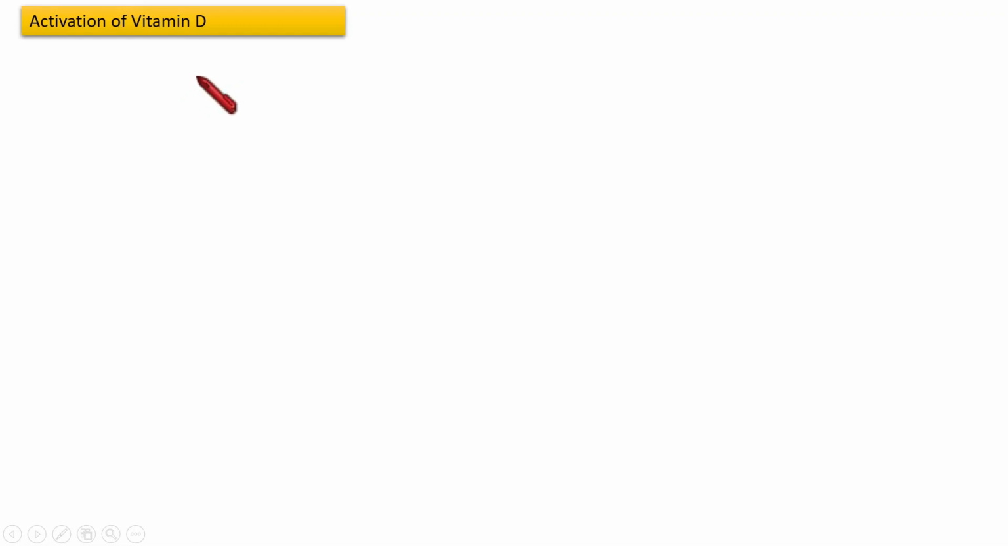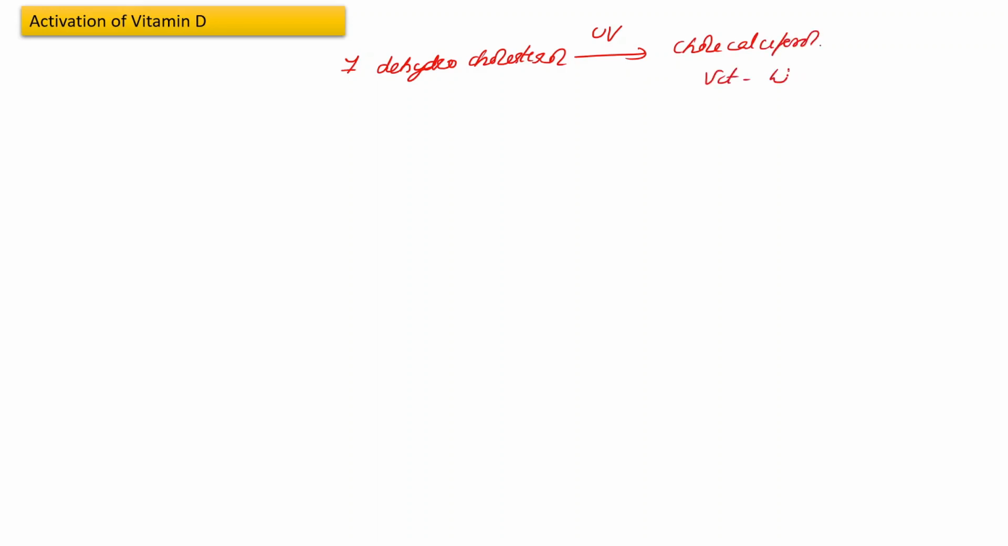In the former video, we have learned that from 7-dehydrocholesterol, because of its exposure to UV light, what is formed is called calciferol. This is vitamin D3. So this vitamin D3 formed in such a way is an inactive form of vitamin D. We need to convert it to an active form. How does that activation happen? That is what we are going to learn in today's section.